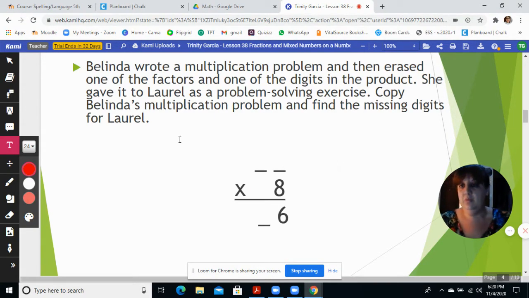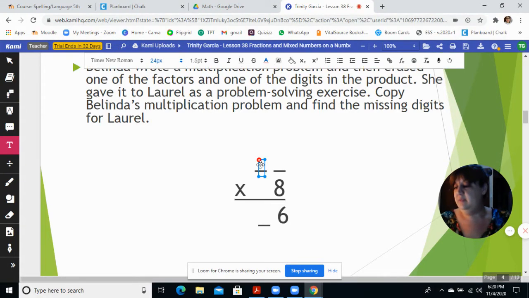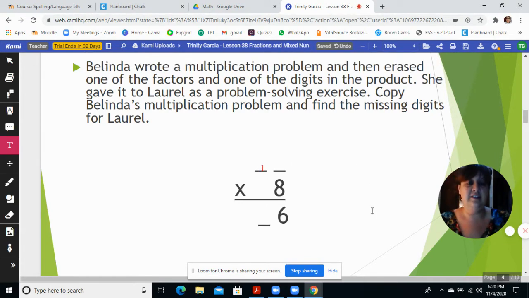I will give you one hint and just one because I'm so nice today: this number right here needs to be a 1. Okay, that's your only hint. You do the rest. Okay, you can do it. We've done a lot of these.